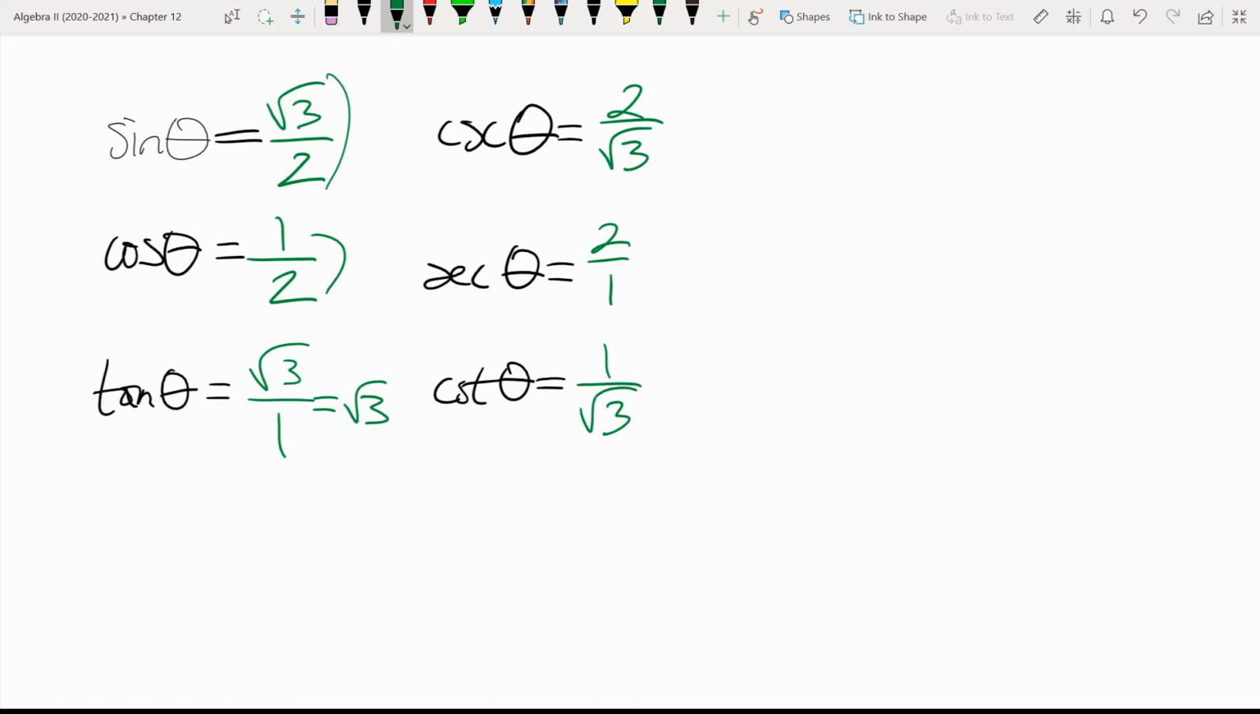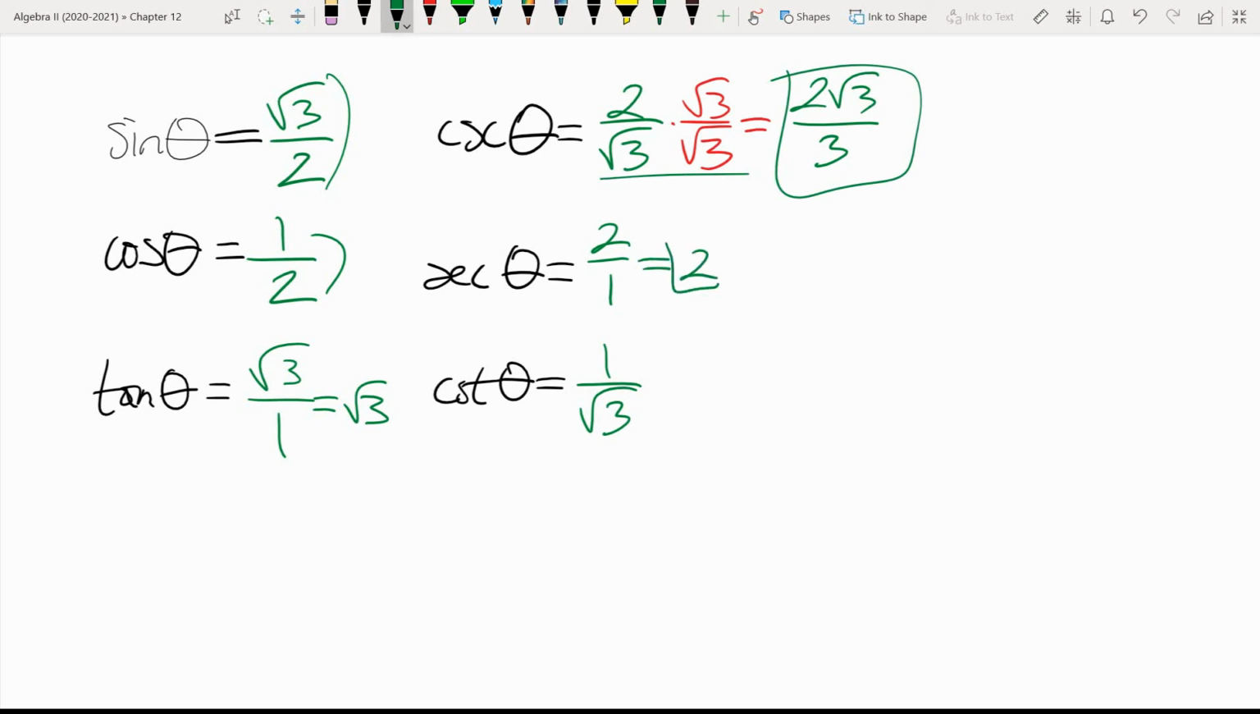2 over the square root of 3, I can fix that because I'm not supposed to have a square root in the bottom of a fraction. But we fix that just by multiplying the top and the bottom by the square root of 3, and we end up with 2 square root of 3 over 3, because the square root of 3 times square root of 3 just turns into 3. This one's fine. I don't have to do anything to it. I'll just reduce it to 2.